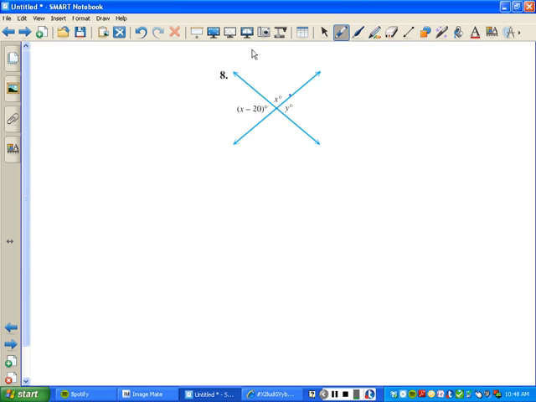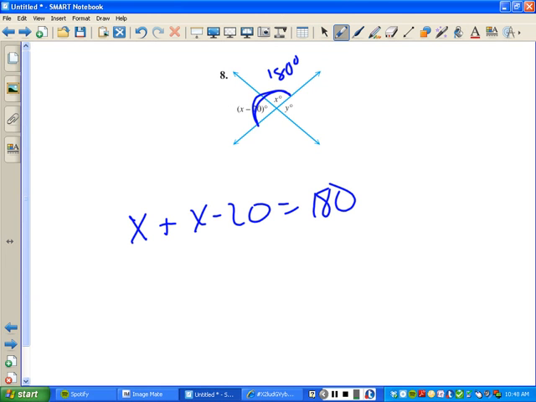The angle across a straight line is 180 degrees. You got to know that. So when you look at that, x plus x minus 20 equals 180. Okay? Additionally, you would have to know that since this is a straight line, x plus y would have to be 180.